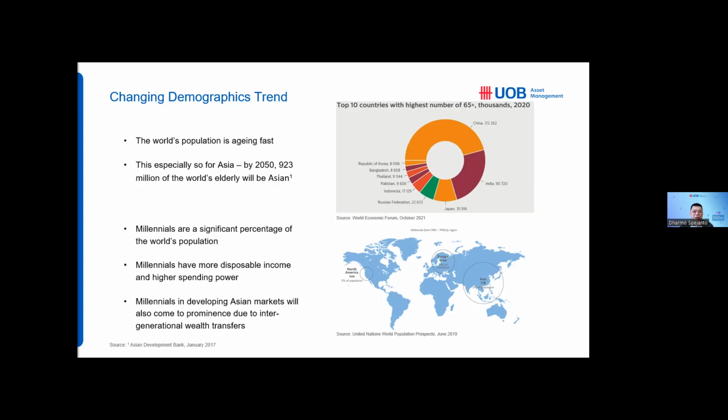I mentioned just now that millennials are now a more significant part of the world's population, and they're going to consume differently from the previous generation. What we are also seeing is that for the next 10 years or so, we are going to see the biggest transfer of wealth from the previous generation to the millennials, and that would give them huge consumption power going forward.